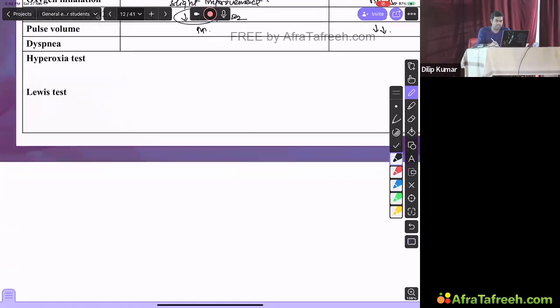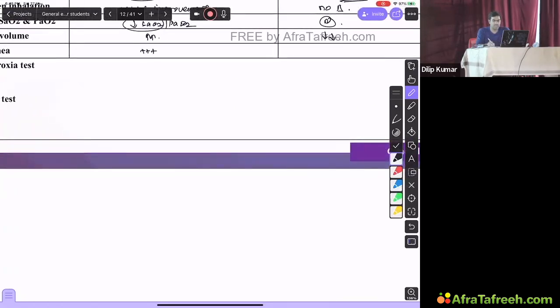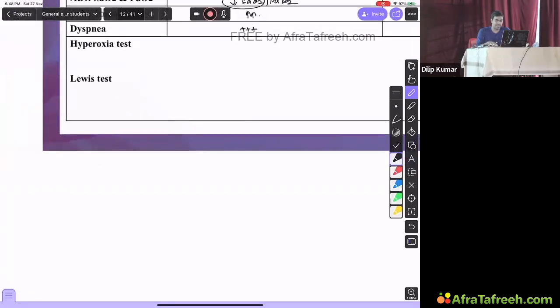What about dyspnea? Dyspnea is often the case in central cyanosis. Very, very often it will be there. Whereas in peripheral cyanosis, why should you get dyspnea? Isn't it? That's all. These are the differences between central and peripheral cyanosis.